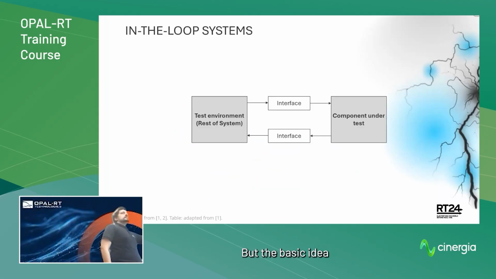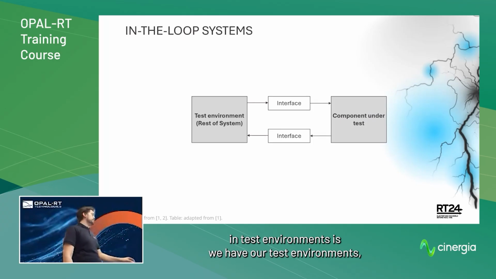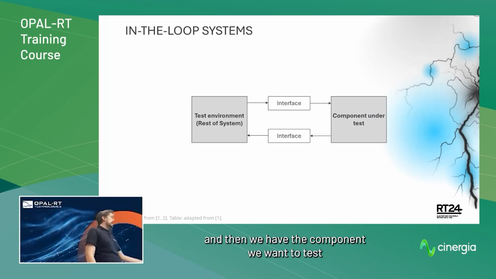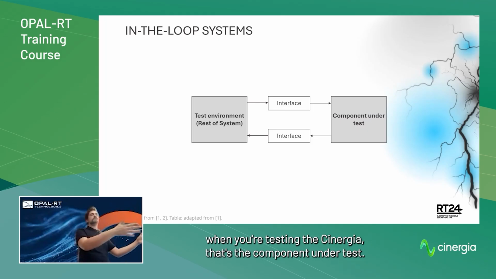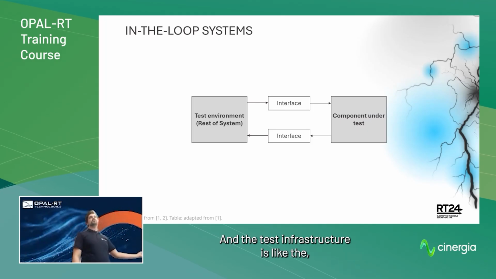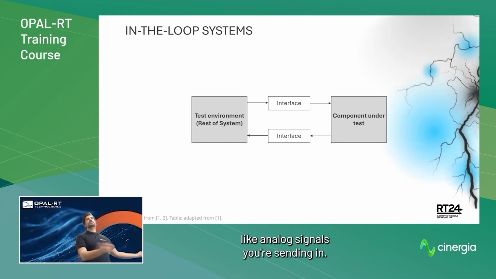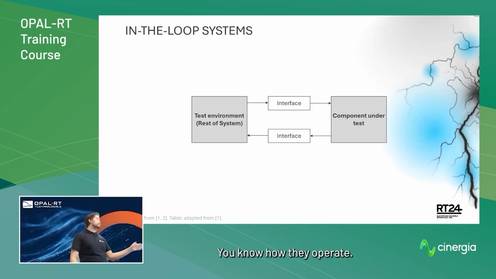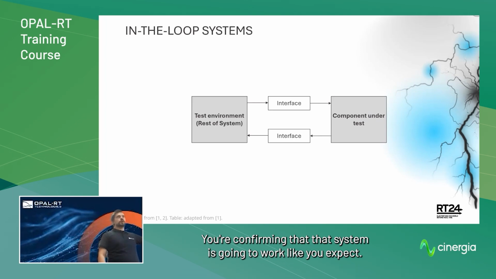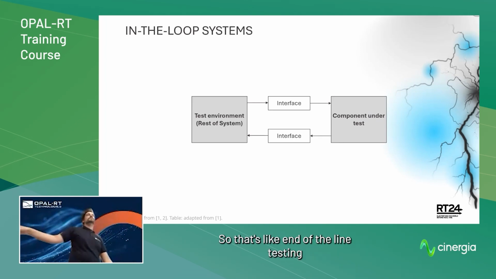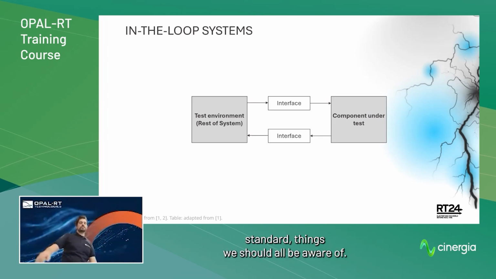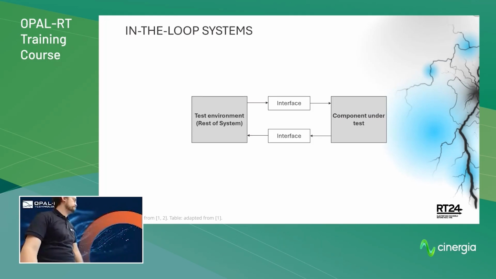But the basic idea in test environments is we have our test environments, and then we have the component we want to test. With the Cinergia line, for instance, when you're testing the Cinergia, that's the component under test. And the test infrastructure is like the analog signals you're sending in. You're not testing those analog signals. You know how they operate. You're confirming that the system is going to work like you expect. So that's end of the line testing, standard things we should all be aware of.